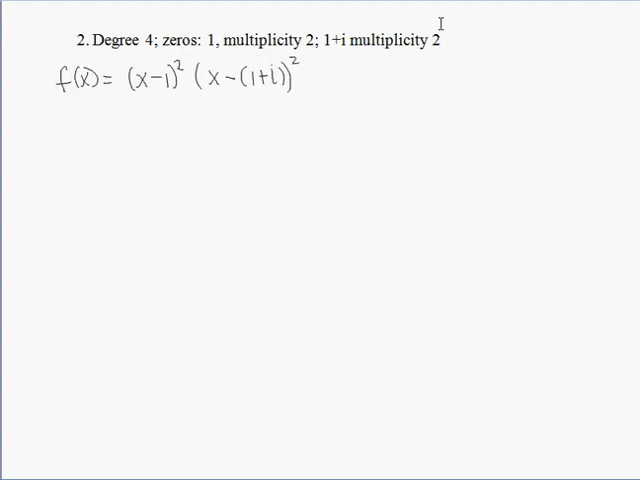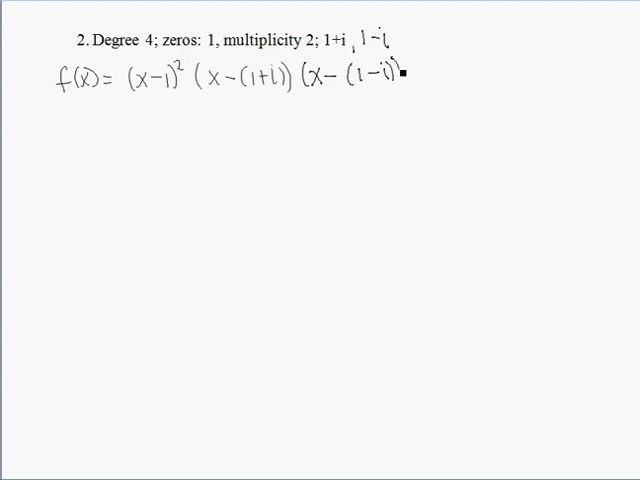My mistake, that multiplicity 2 should not be there. So therefore we don't need that square right there. I don't know how that happened. So since 1 plus i is a root, we know 1 minus i is also a root. So therefore, x minus the root, 1 minus i.